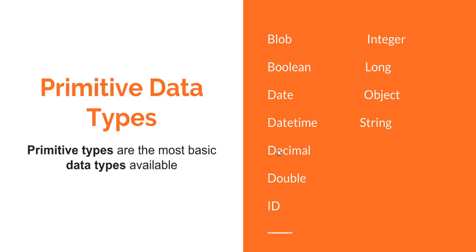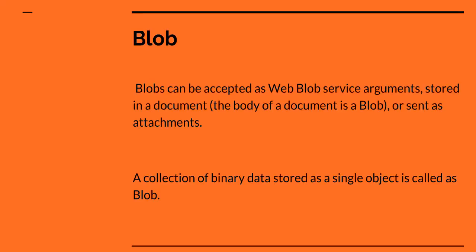Now we have primitive data types. Primitive data types are the most basic data types that are available. Blob is a primitive data type. Boolean is a primitive data type. Integer is a primitive data type. Long, primitive data type. So these are the primitive data types that are available in Apex: Double, ID, Decimal, Datetime, Date, Boolean, Blob, Long, Object, String, etc.